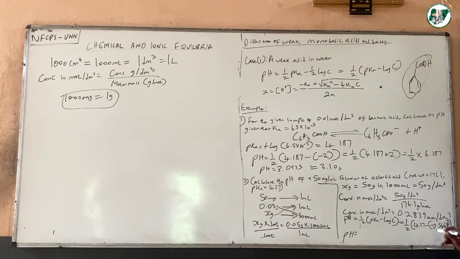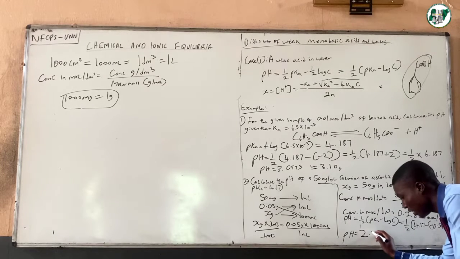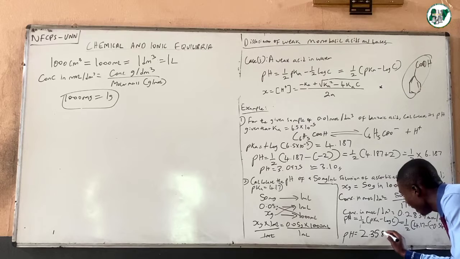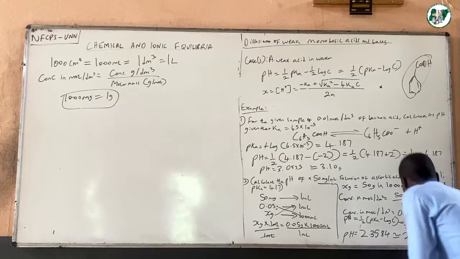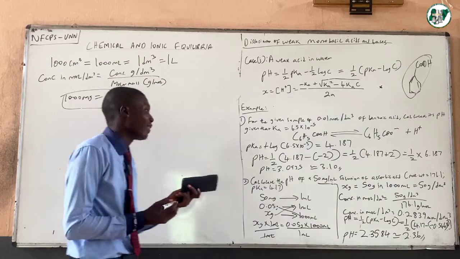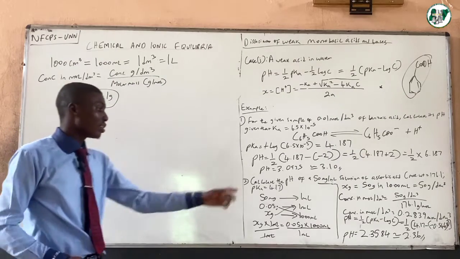When you are going to do that, minus times minus is going to give you plus. So all you have is 4.17 plus 0.5468. And then you divide by 2. Our answer is going to be 2.3584, which is approximately 2.36. So our pH, the correct pH value for this solution is 2.36.